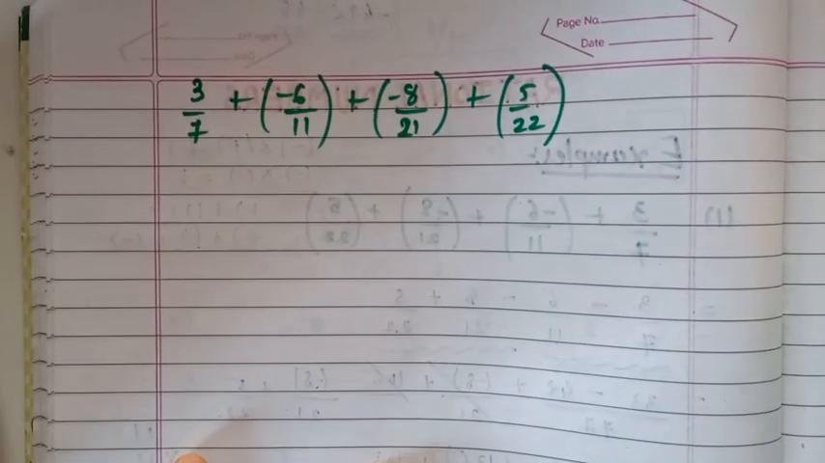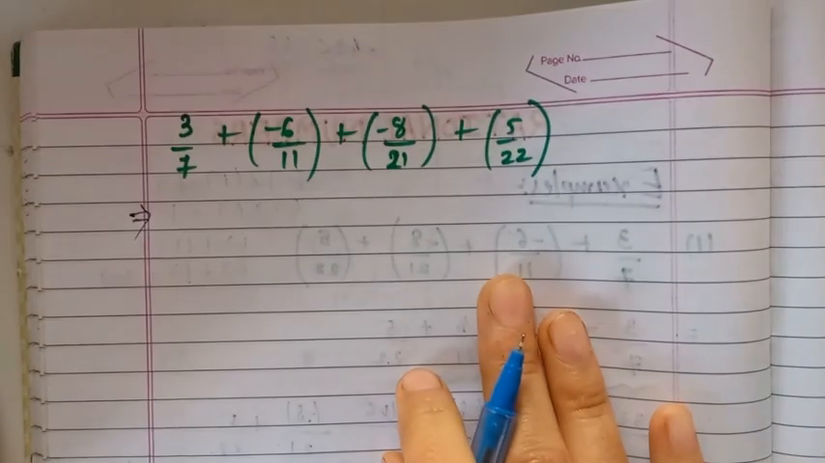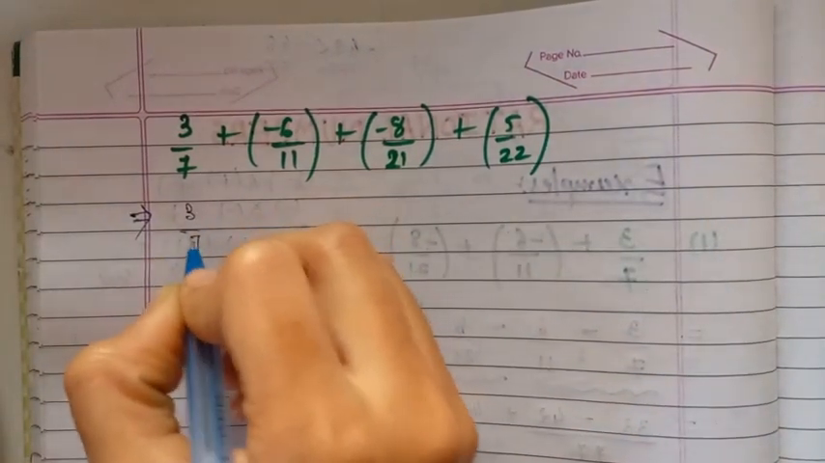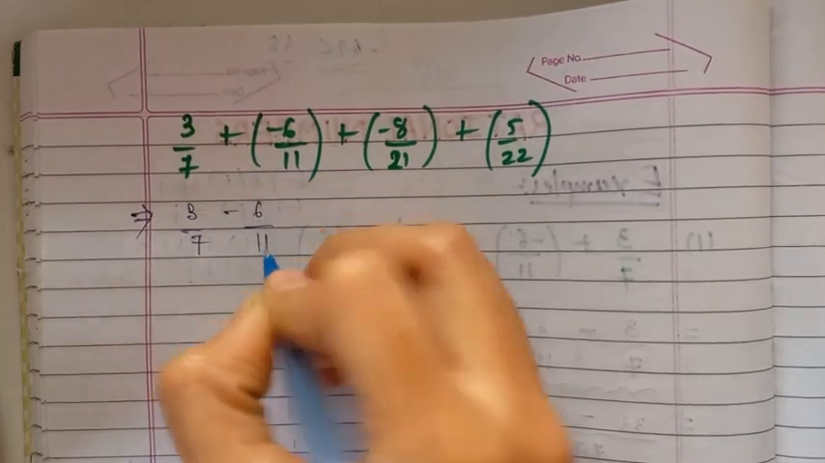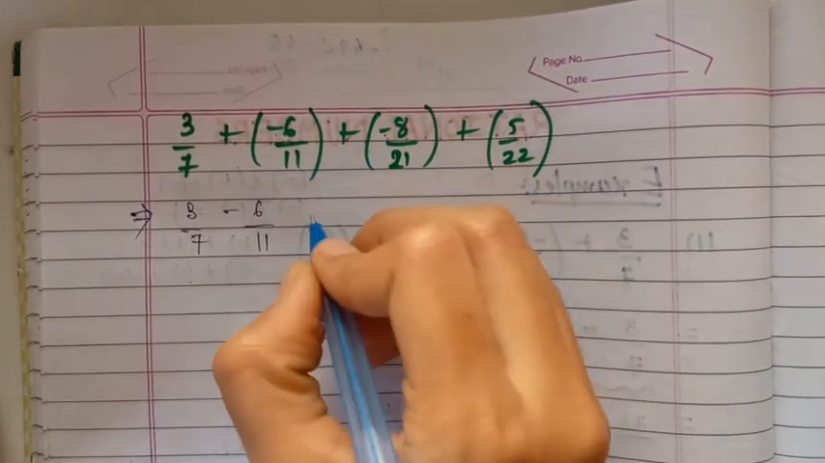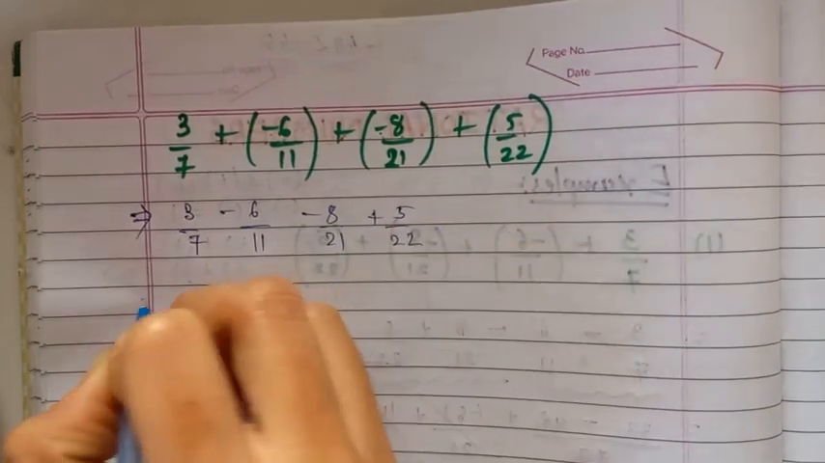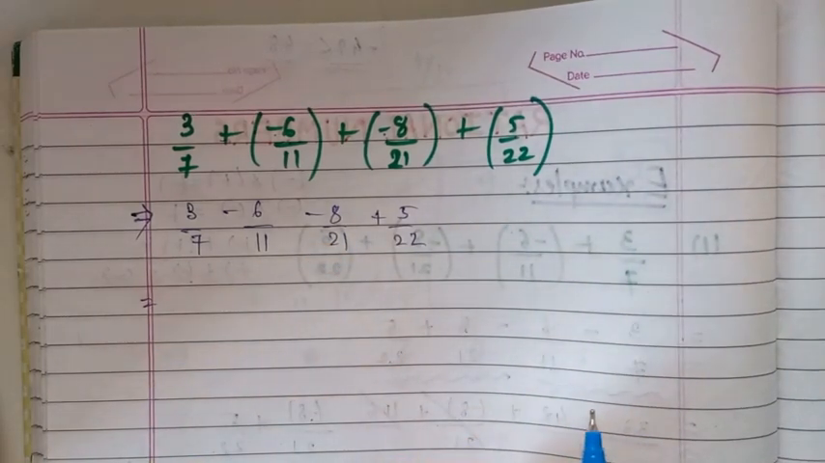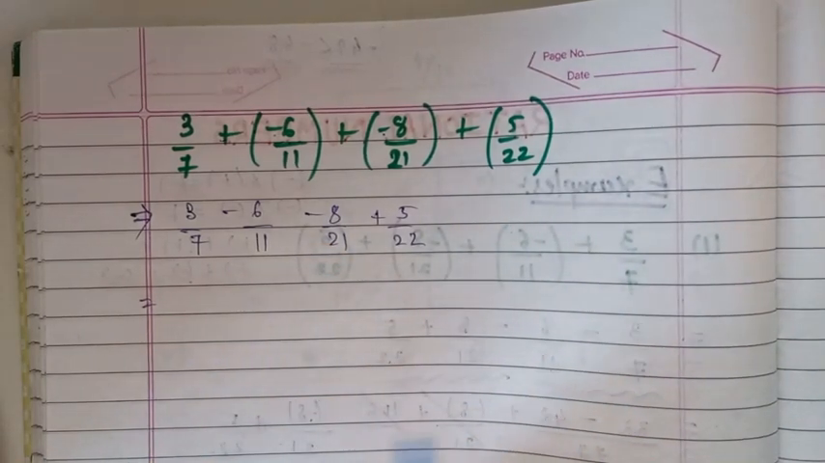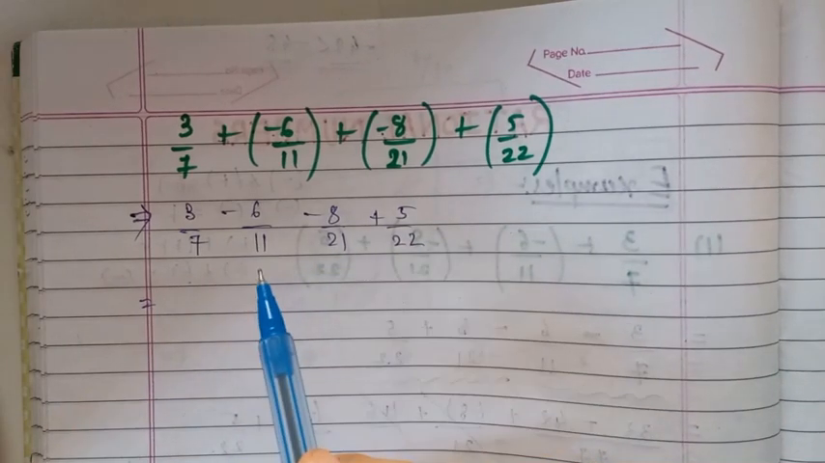For a different way, let's write this question again: minus 6 by 11 plus 5 by 22. Now we do not make a random pair, we observe the denominators. Here 7, 11, 21, 22, and we can see here.